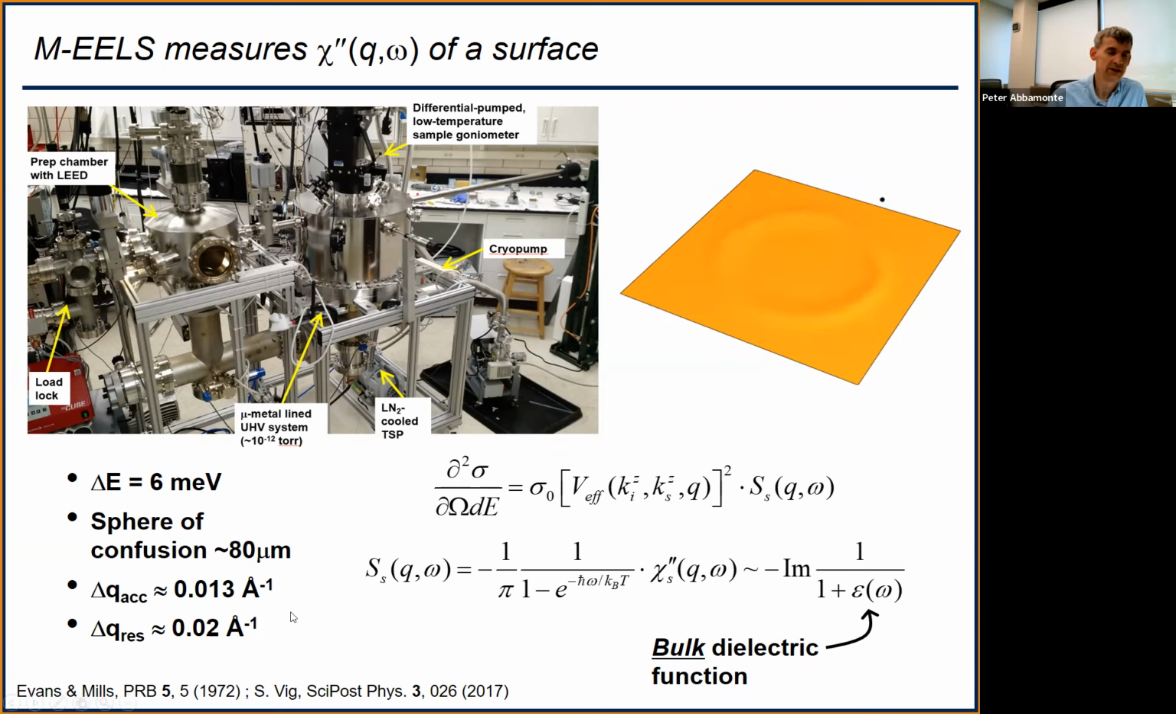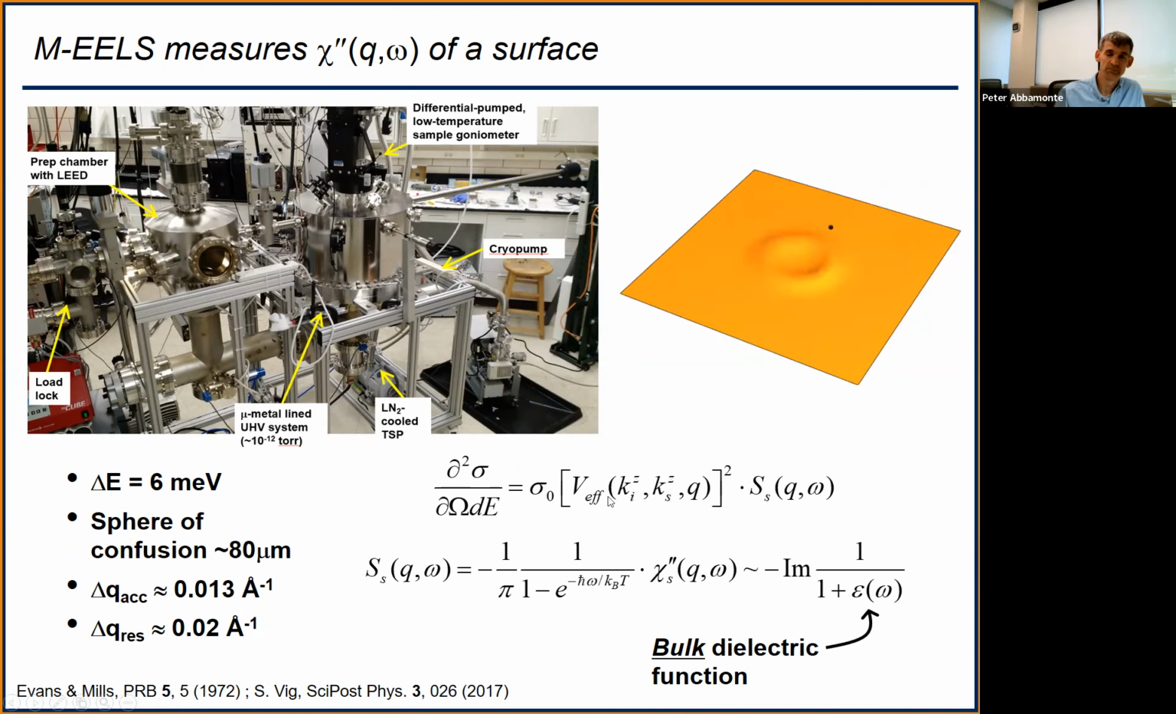And the key thing about M-EELS as opposed to regular EELS is we can achieve both high momentum resolution and high momentum accuracy. So momentum resolution is about 0.02 inverse angstrom, which is a few percent of a Brillouin zone of the typical material. And then we can separately specify the momentum accuracy. Momentum resolution tells you how big a region of momentum space you're integrating over. Momentum accuracy tells you how accurately you can position that in momentum space.